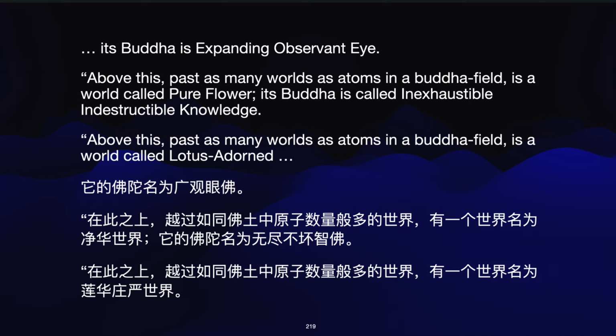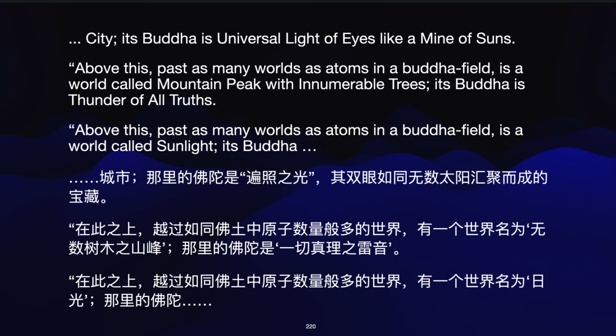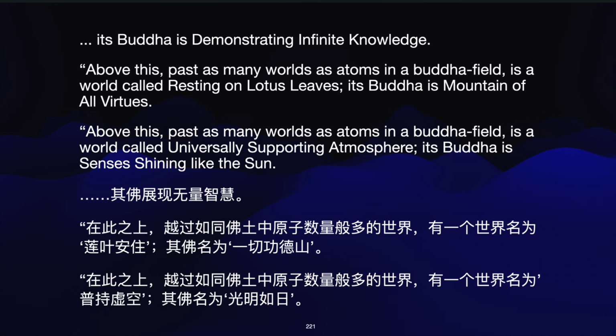Above this, past as many worlds as atoms in a Buddha field, is a world called lotus-adorned city. Its Buddha is universal light of eyes like a mine of suns. Above this, past as many worlds as atoms in a Buddha field, is a world called mountain peak with innumerable trees. Its Buddha is thunder of all truths. Above this, past as many worlds as atoms in a Buddha field, is a world called sunlight. Its Buddha is demonstrating infinite knowledge.